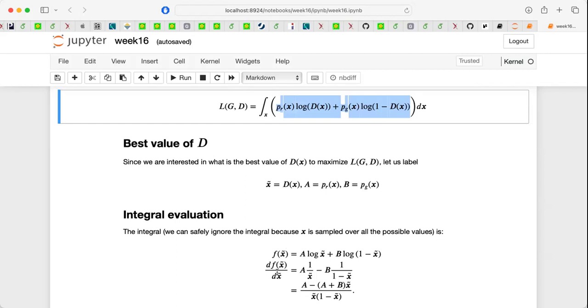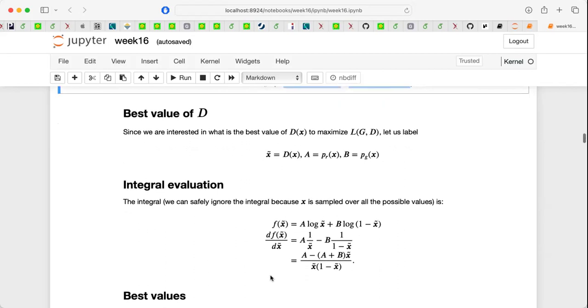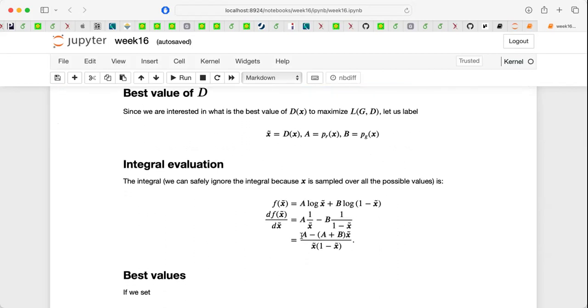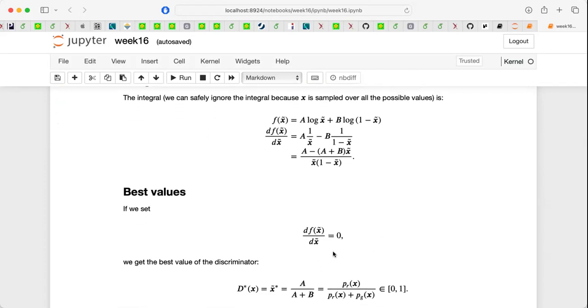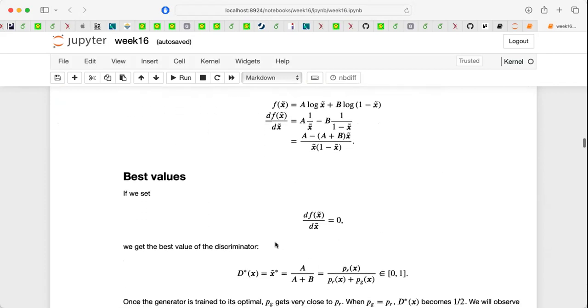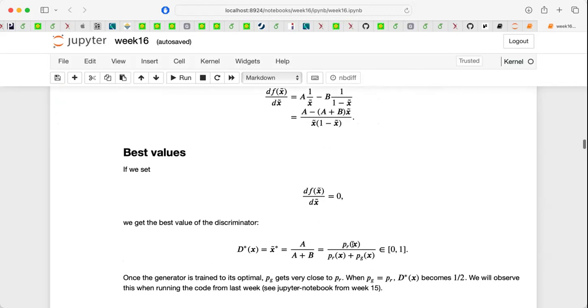So we take the derivative of this function, and by taking the derivative, what we see now is that the best value, when you look at this equation here and you want to drive this to 0, which is a pretty common approach, is that the best value of the estimator is given by the ratio between the real probability divided by the real probability plus the one which we have defined for the generator, which is supposedly a much simpler probability to generate samples from.